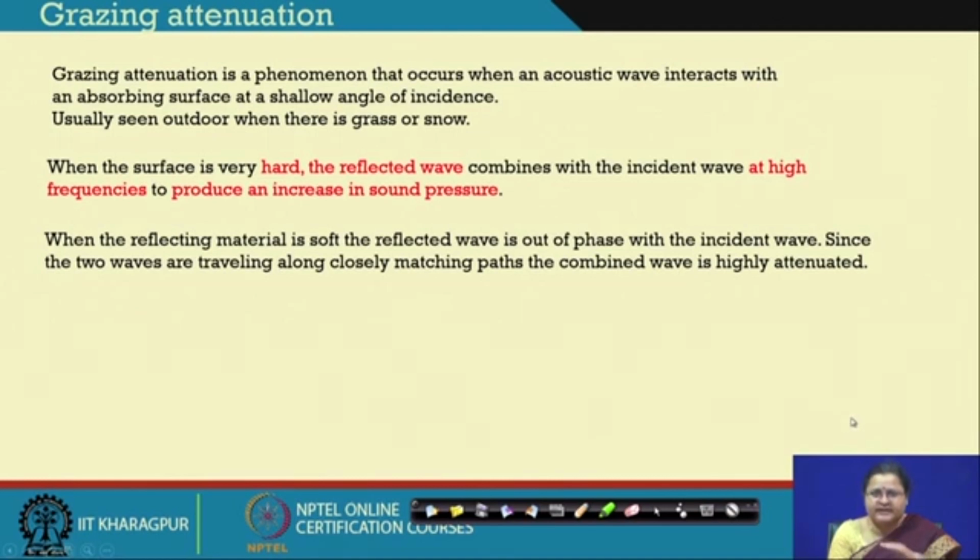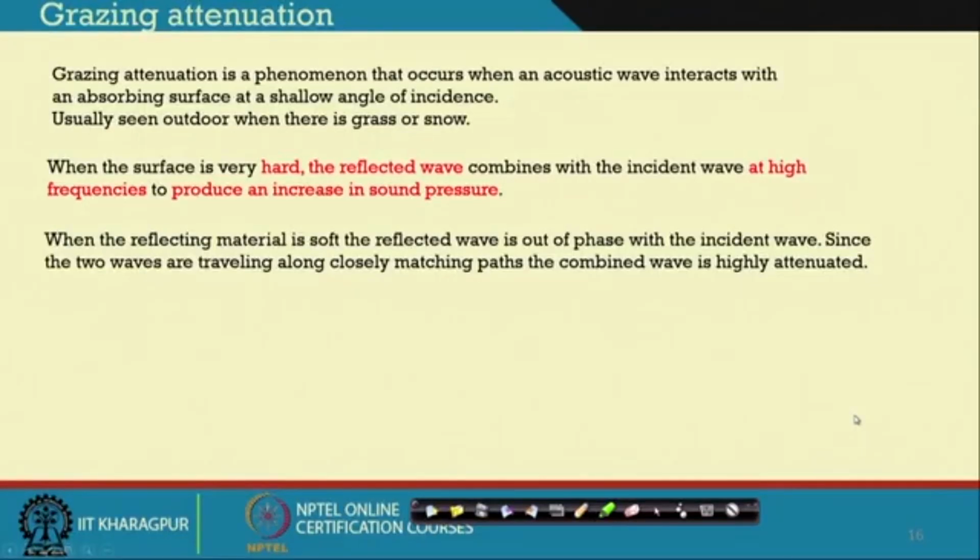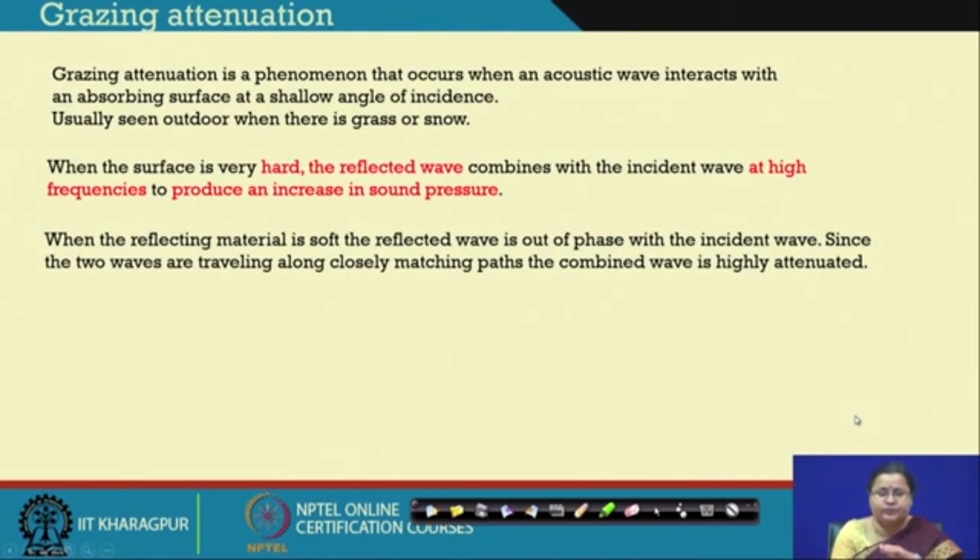So, when it is hitting at a very low angle a surface which is absorptive in nature, then the sound gets absorbed and it grazes at a very low energy level and some portion is lost. So, some portion of the original sound is lost. Sometimes the reflected sound has a matching path and the combined wave becomes attenuated.